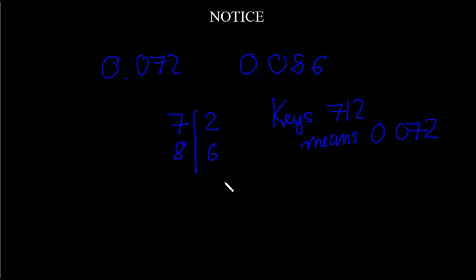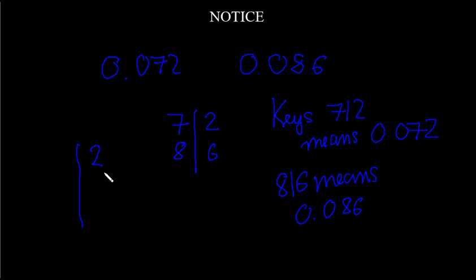So if someone takes your stem and leaf diagram and reads it, they will automatically understand this one will be 0.072, and 8, 6 will mean that it is 0.086. So for the leaf, you are only allowed to draw one number only. So for this part, you can draw like 0, 7, 0, 8.